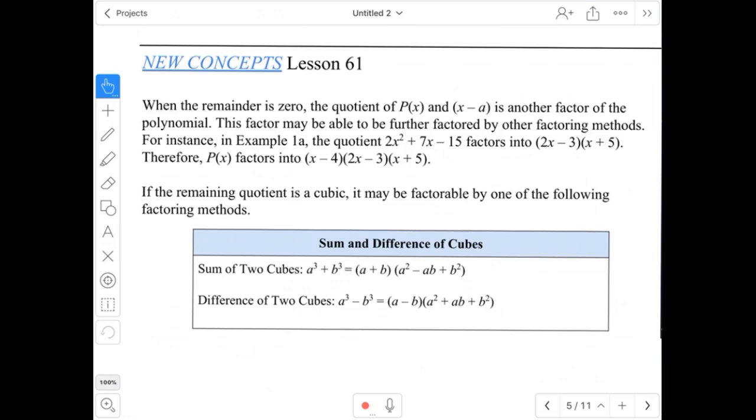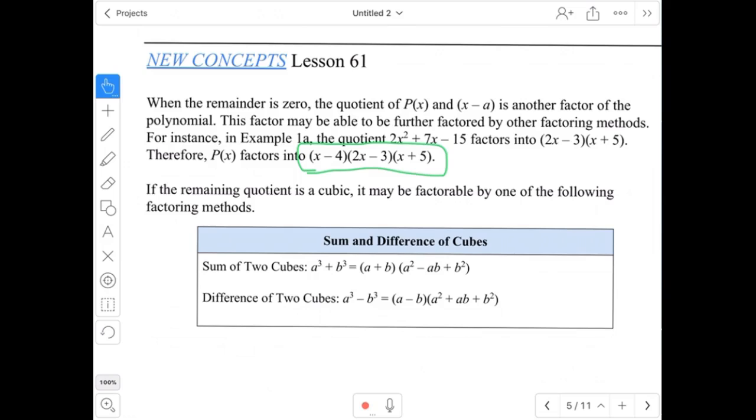For instance, in example 1a, the quotient 2x squared plus 7x minus 15 factors down into 2x minus 3 and x plus 5. So for our very first answer, if we were going to continue to factor that down, this would be the completely factored version of what that might look like.